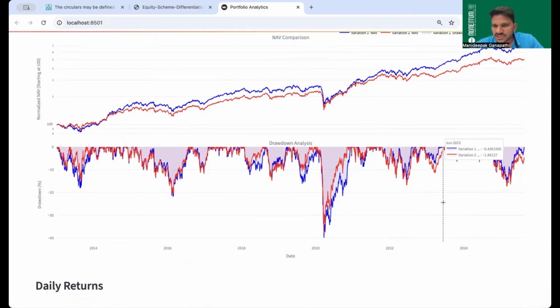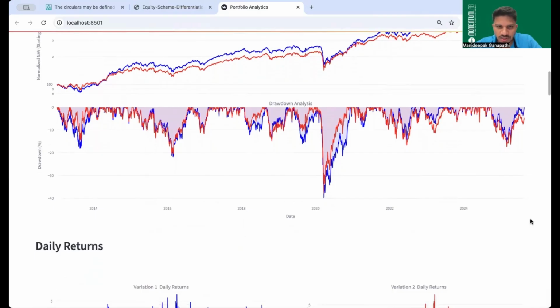So if you see in the recent times, I think it is doing well. In the first half of 2023, you see the fund is showing lower drawdowns, and in the recent times, right, it's very close, and now we are seeing that the fund is again performing better in terms of drawdowns.